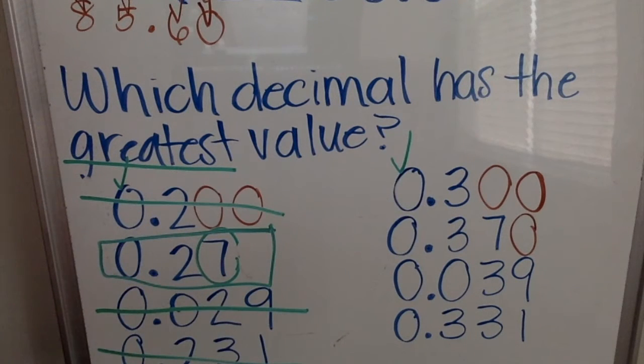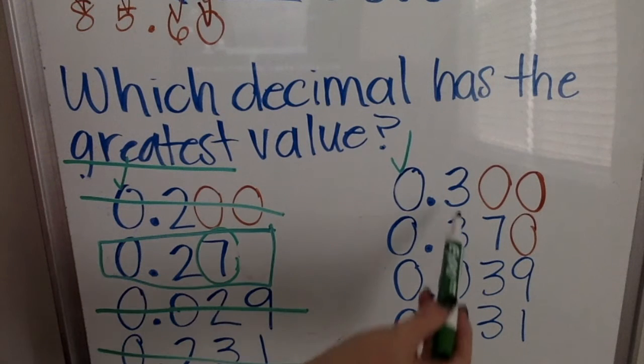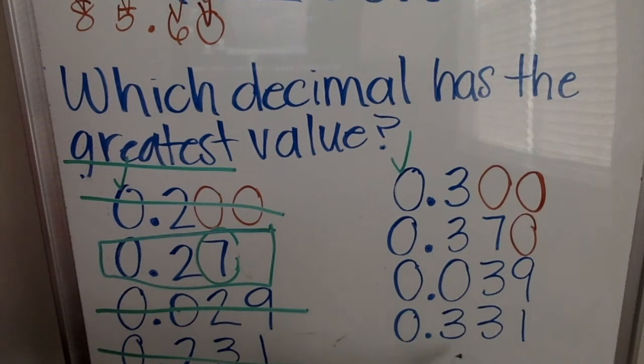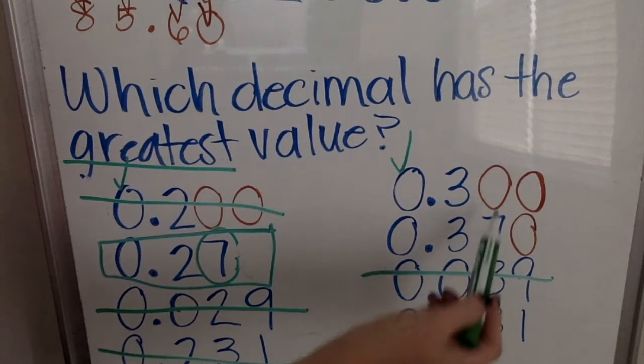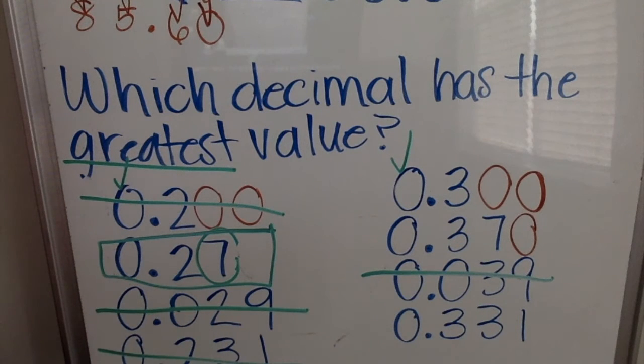In the tenths place, I have a 3, a 3, a 0, and a 3. So the smallest number there is going to be 0. I can cross it out. And then in the hundredths place, I have a 0, a 7, and a 3. So very similar to the other set of data we looked at.